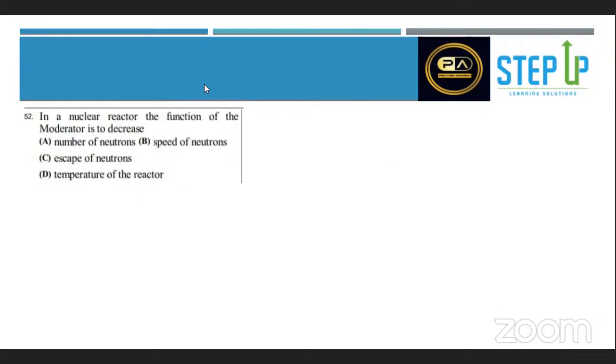In the nuclear reactor, the function of the moderator is to decrease the speed of neutrons. Okay, next question.